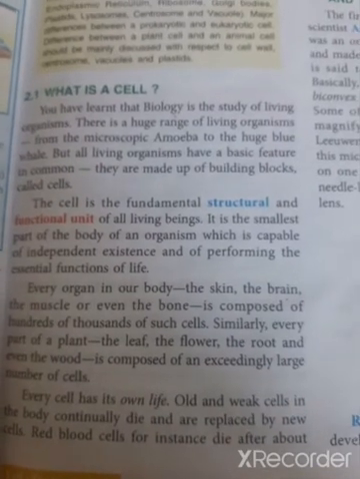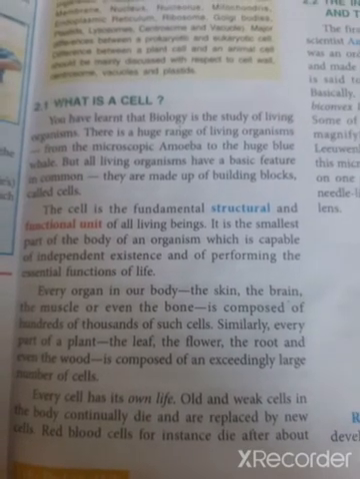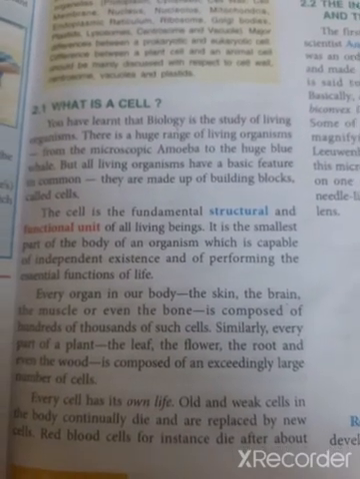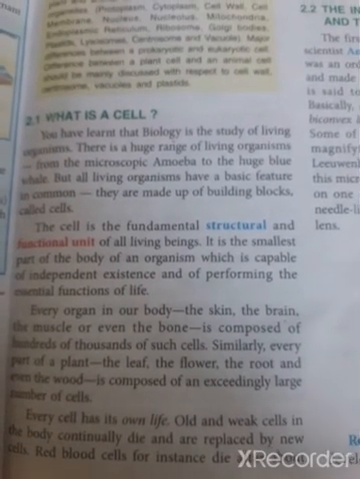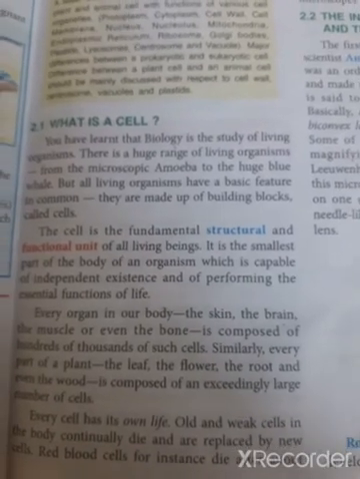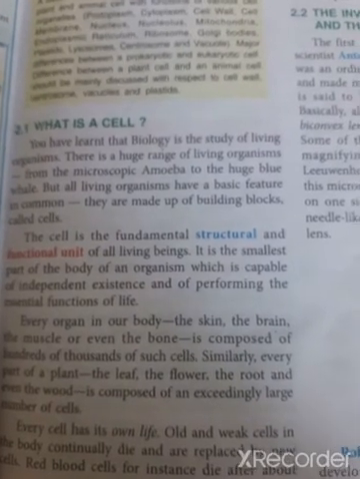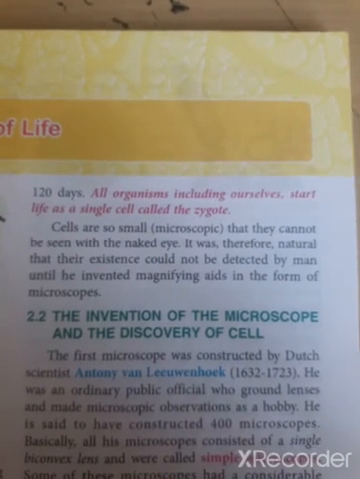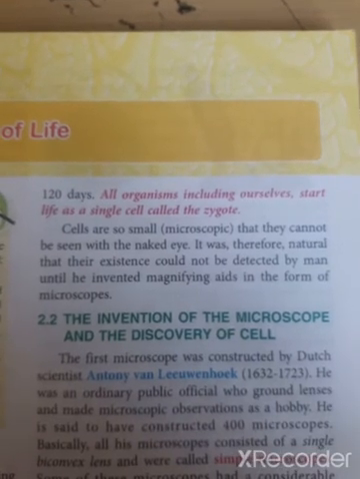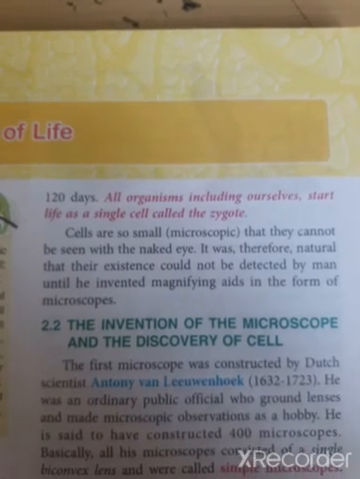That means every cell has its own life. Old and weak cells in the body continually die and are replaced by new ones. This means every cell grows, then divides, afterwards it becomes old and then dies. Then this is replaced by new cells. Here an example is given of RBC, human red blood cells. They have a life of 120 days. After every 120 days, red blood cells die and new red blood cells replace the old ones.